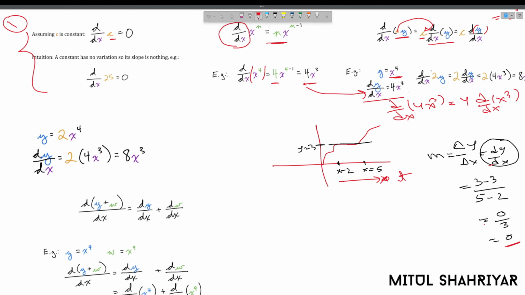One of the examples is here, d by dx, and we have 2y. This 2 is a constant, so it will come on top, just like that it came here. Then we just follow the same for this, that's it. This is how we can do this. There are a lot of things.